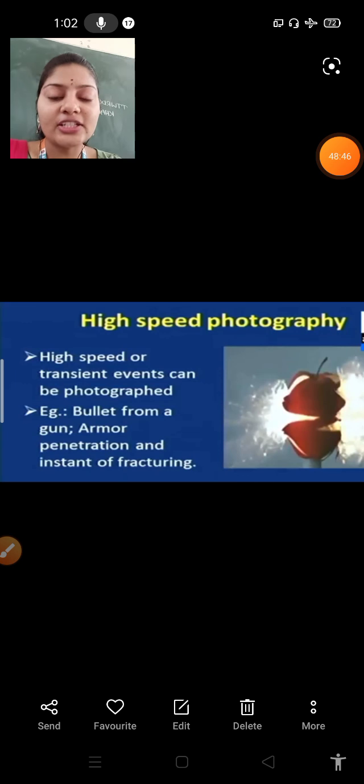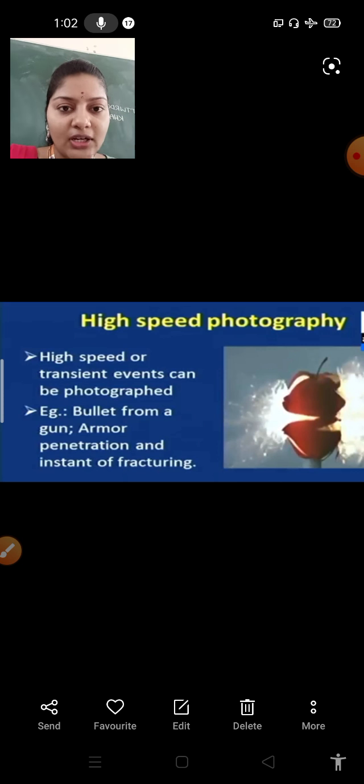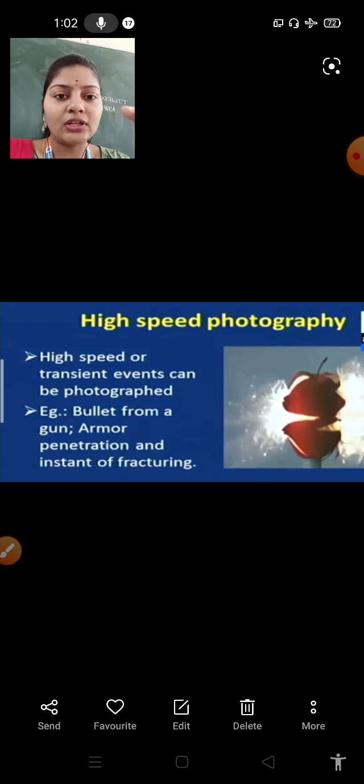In high speed photography also we can use lasers. For example, a bullet suddenly coming from a gun can be captured very clearly; the resolution of the peak is captured by lasers. That is called high speed photography. Next, armor penetration and the instant of fracturing can all be captured by high speed photography. This technique is done by lasers.